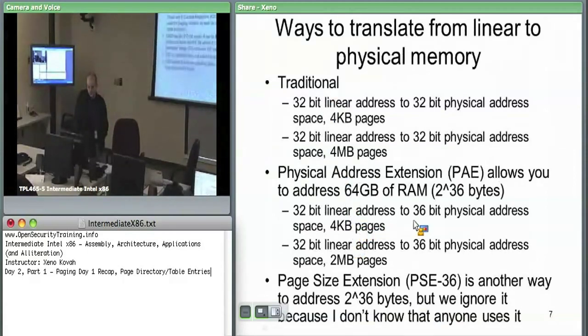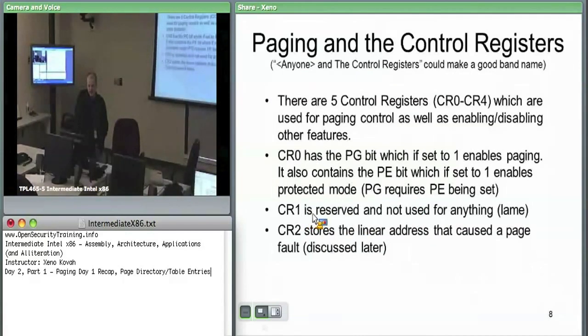All right, we covered the control registers. We said CR1 is never used; we never care about that. CR0 has 2 bits we care about, 1 to turn on paging and 1 to turn on protected mode. And you can't turn on paging until you have protected mode. So therefore, we know that in real mode, for instance, or system management, well, I've heard conflicting reports on system management, so I won't say anything, but definitely in real mode, you can't use paging.